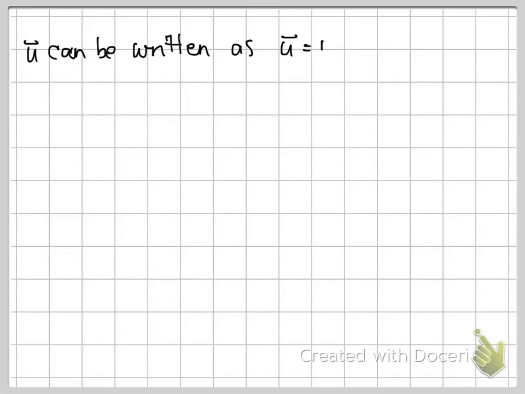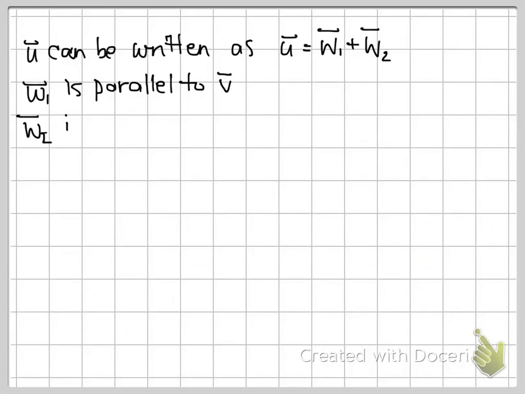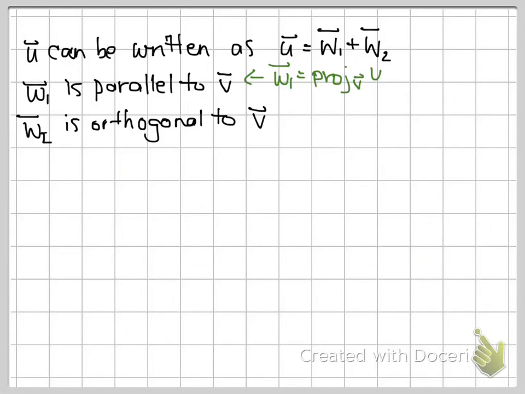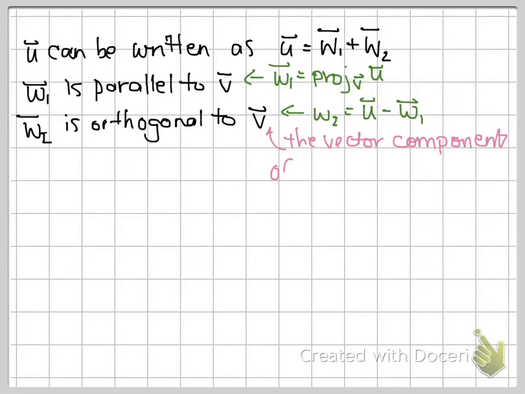So our vector u can be written as the sum of two vectors, w1 plus w2, satisfying that w1 is parallel to v and w2 is orthogonal to v. We just said that we know a vector that's parallel to v, the projection of u onto v, and then we can solve for w2 by just taking u minus w1. This is called the vector component of u orthogonal to v.